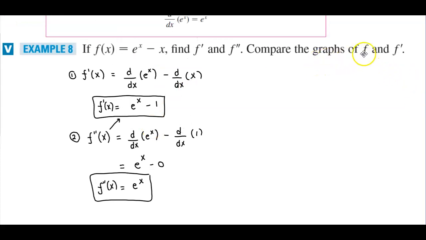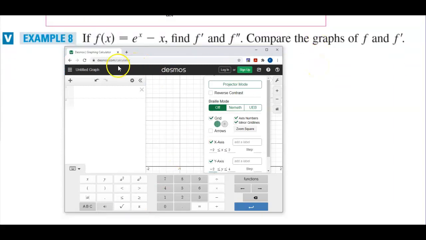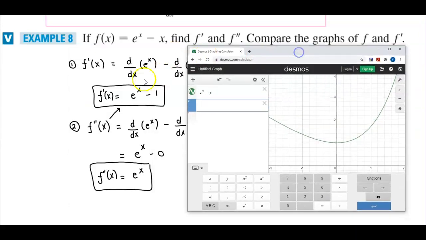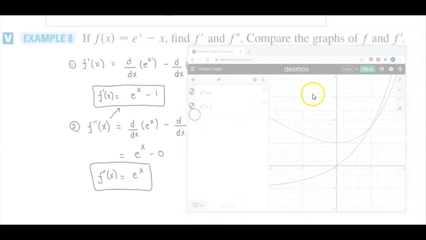Okay, now let's compare the function f and its first derivative. So if we take a look at the function, which is e to the x minus x, and then the first derivative, which is e to the x minus 1. Okay, let's take a look at that function here.